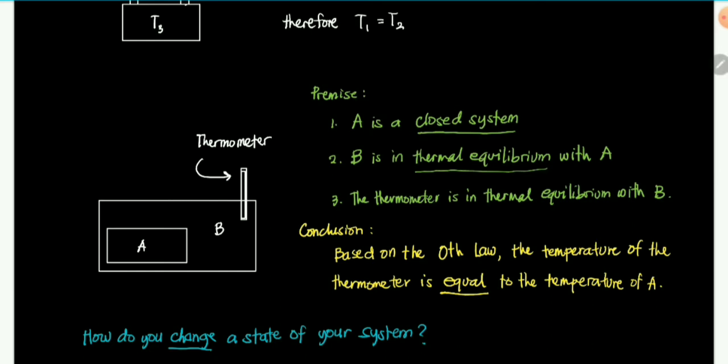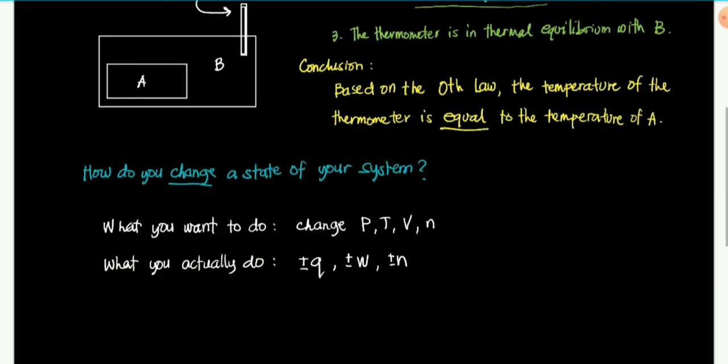A is a closed system, so hindi nagkakaroon ng matter transport in and out of system A. B is in thermal equilibrium with A, so pareho sila ng temperature, and the thermometer is in thermal equilibrium with B. So kung in thermal equilibrium yung thermometer tsaka yung B, we can just view the temperature reading dun sa thermometer, tapos mame-measure na natin yung temperature ni A. So that's how amazing this device is, kahit ganun man siya simple, because it is actually devised based on the zeroth law of thermodynamics. Okay?